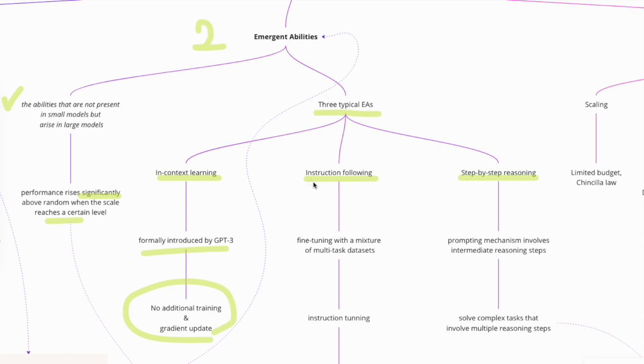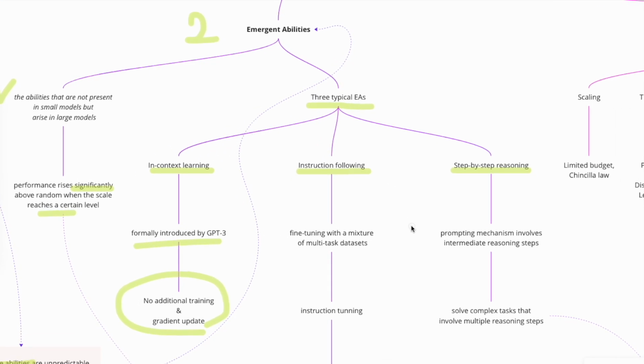And the second one is instruction following. Instruction following is also called instruction tuning. In other words, you can think of this as fine-tuning of LLMs. Fine-tuning is not new and it's not specific to LLMs, but instruction tuning is an emergent ability of LLMs because you can provide instructions in multiple tasks and the model can perform well in those tasks even though the model didn't see those tasks in its training data. So this is really powerful.